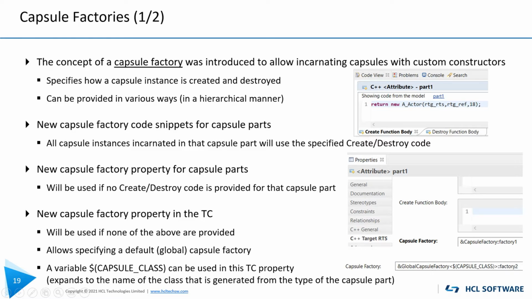We also have one more new property introduced in our target configuration, which is this capsule factory, as you see in the last screenshot. This is just like a global capsule factory. For those capsule parts for which we do not define any create or destroy function bodies, or which do not have any local capsule factory in the properties of the respective capsule parts, the C++ code generation will take into account the global capsule factory, which is defined at the TC level.